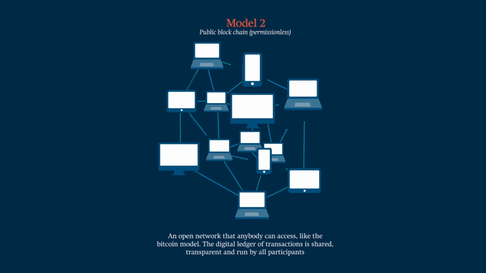Transactions are verified cryptographically by users on the network. The Bitcoin blockchain is a good example of a public blockchain. Users are rewarded with new Bitcoin every time they verify a new block of transactions. This is known as mining.